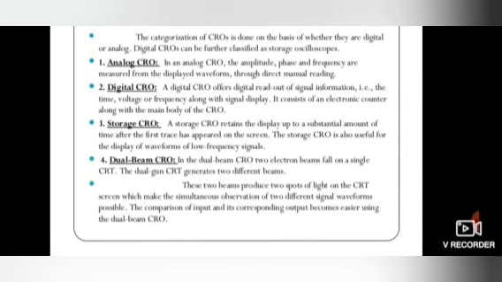Then dual beam CRO. In the dual beam CRO, two electron beams fall on a single CRT. The dual gun CRT generates two different beams. These two beams produce two spots of light on the CRT screen, which make possible the simultaneous observation of two different signal waveforms. The comparison of input and its corresponding output becomes easier using the dual beam CRO.